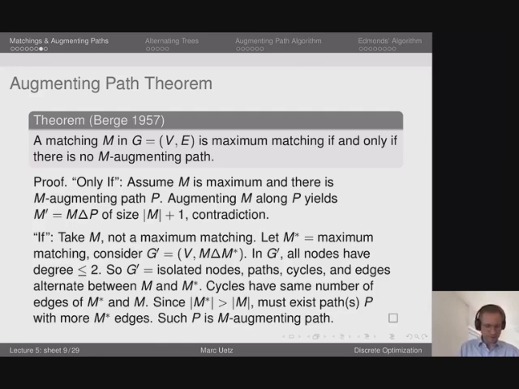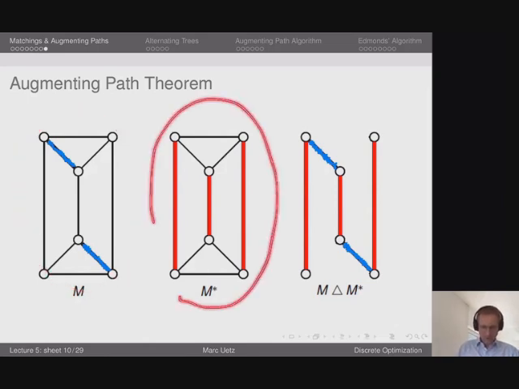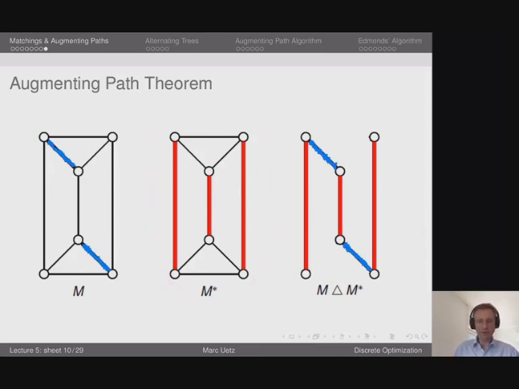Okay, so we have a maximum size matching in the graph if and only if there is no M augmenting path in this graph. So here is again another illustration. The blue matching has size 2. The matching M star, which happens to be a perfect matching for that graph, has size 3. And here, if I take the symmetric difference, it itself will be exactly this M augmenting path for the matching M. And I can use this M augmenting path and would be flipping the roles of red and blue and obtain a larger matching.